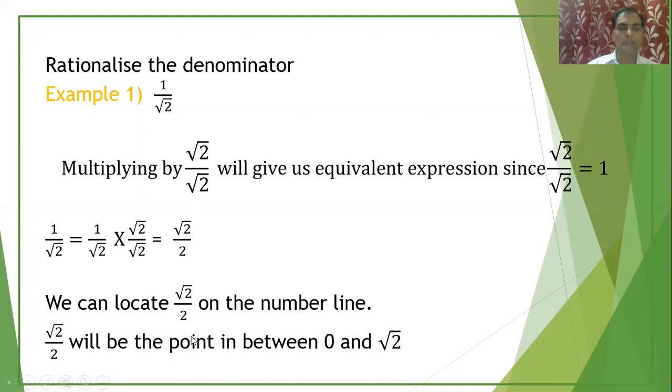Root 2 upon 2 will be the point in between 0 and root 2. It will be the point exactly in between 0 and root 2. Already we have seen how we can locate the root 2 on the number line. So first we will have to locate root 2 and then the point in between 0 and root 2, that will be equal to root 2 upon 2, and that is same as 1 upon root 2. So in short, we can conclude that 1 upon root 2, after rationalization of the denominator, we get root 2 upon 2, and this root 2 upon 2 we can locate on the number line.